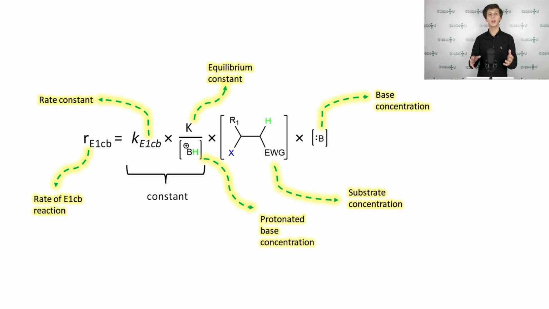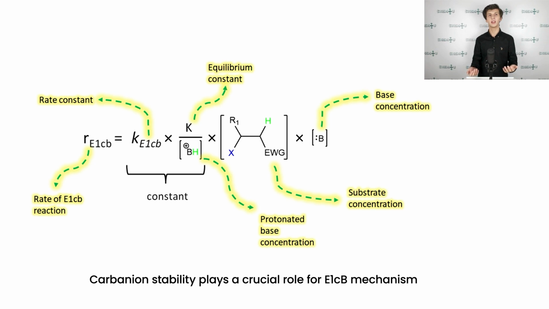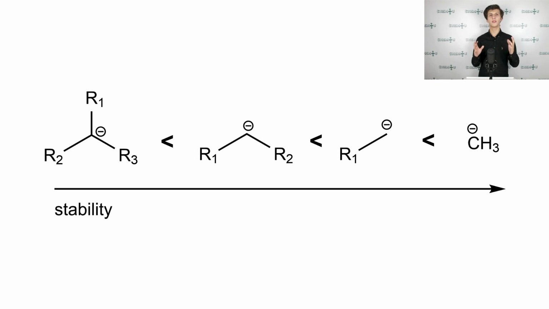Do you remember? We have discussed previously that the rate law of E1CB mechanism proposes the dependence of rate on concentrations of base and substrate because the base is responsible for the formation of intermediate carbanion. The higher its concentration is, the higher is the rate. It means that carbanion stability plays a crucial role in E1CB mechanism. You have definitely noticed the similarity to E1 mechanism, where we have discussed the stability of carbocation. Let us take a look at factors that influence the stability of carbanions.